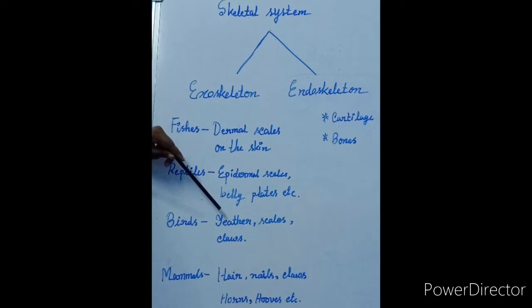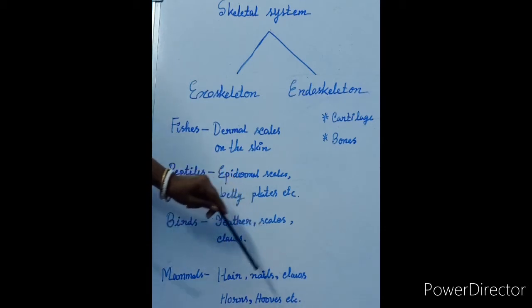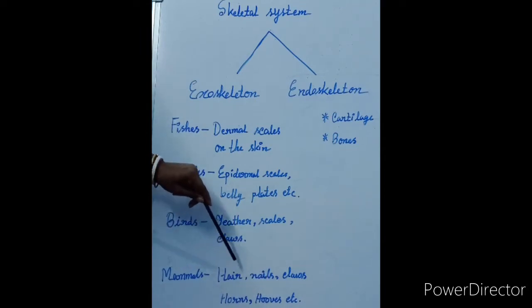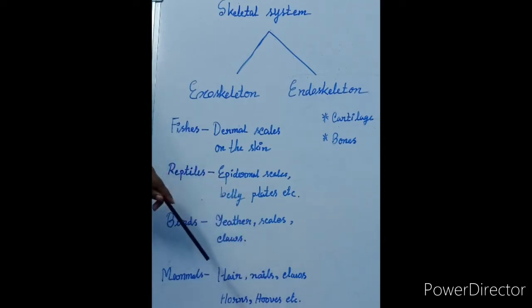In birds, feathers, scales, claws, these are the exoskeleton. And in mammals, hair, nails, claws, horns and hooves. And in humans, we know that hair and nails are present. So that is the exoskeleton, made up of dead tissues.